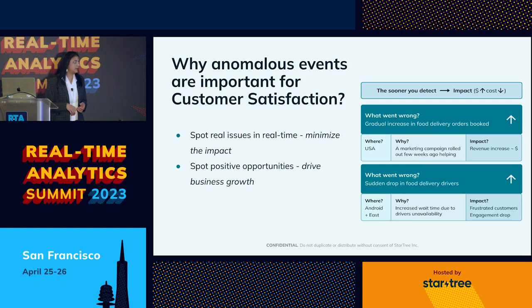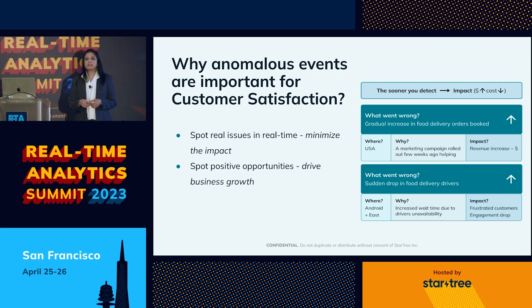Now that we've looked at what anomaly detection is, why are anomalous events important for customer satisfaction? One is spotting that real issue in real time so you can reduce the impact to your business. The second one is also very, very important: spotting those positive opportunities that can also drive business growth. And this is an example that really happened with JustEat, and Leon will talk about how they enabled it in some time.